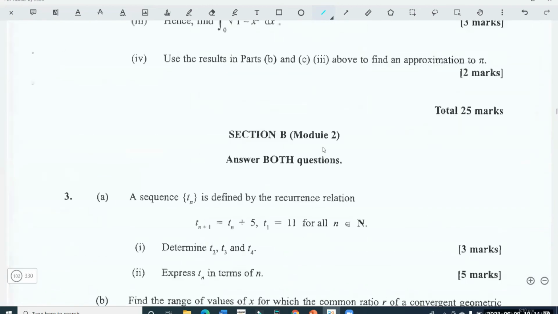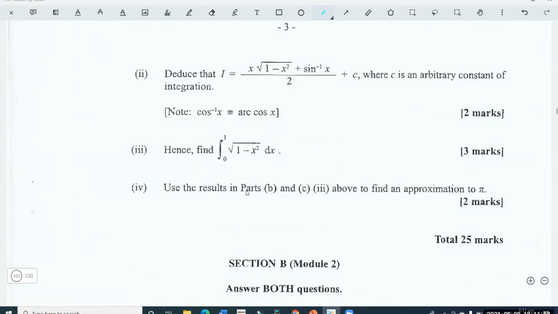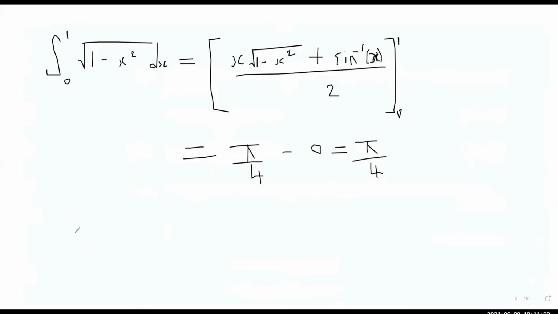Now, last part of the question, hence, use the result in part B and C to find an approximation to pi. It says using the result, find an approximation to pi for 2 marks. It's very easy. So in order to use our approximation, from the previous part, part C, we worked out that this integral I, which is equal to pi by 4, is approximately equal to 0.759. So to find an approximation of pi, we multiply by 4.